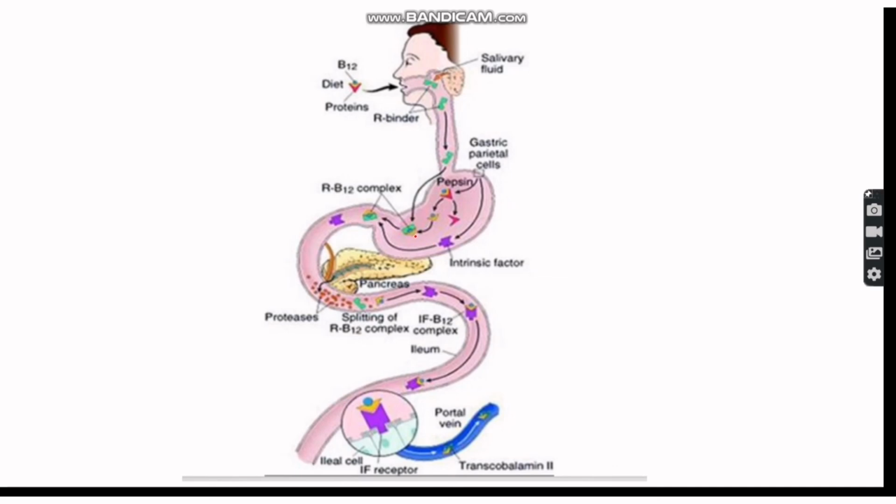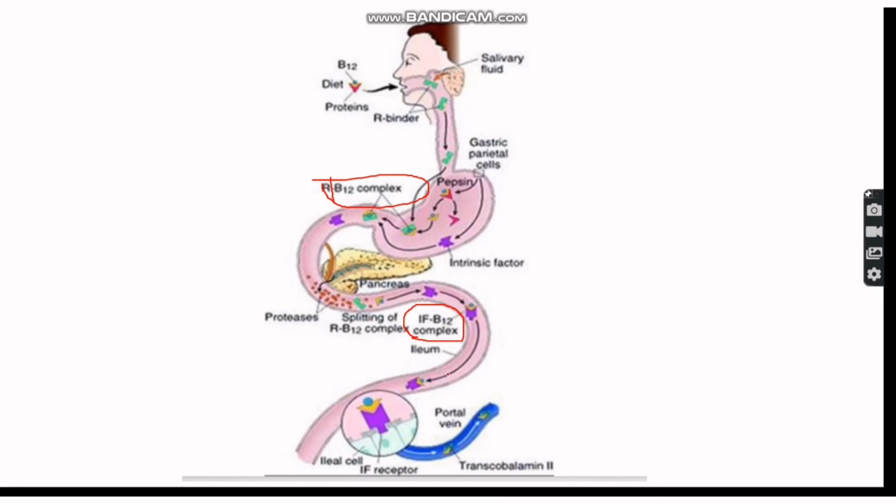Moreover, as the R binder, transcobalamin 1 and B12 complex is formed, intrinsic factor cannot be attached to this. So intrinsic factor cannot attach to this complex, and it will go with this R binder into the duodenum part. So once this R binder, transcobalamin 1 and B12 complex along with the intrinsic factor enters the duodenum, the pancreas will secrete protease enzymes. This protease enzyme will split this R binder, transcobalamin 1 and B12 complex. Okay, then the B12 will be released from this, and then this B12 will attach to the intrinsic factor and form the IF-B12 complex.